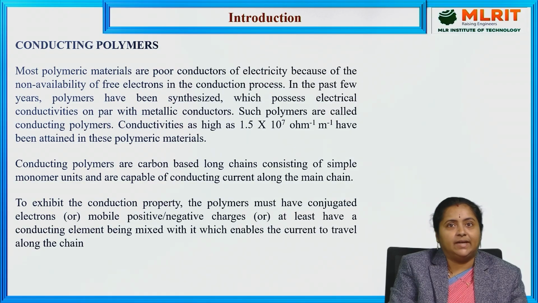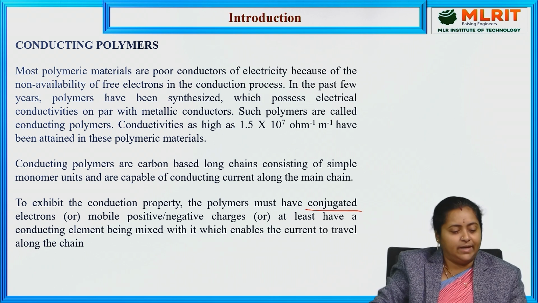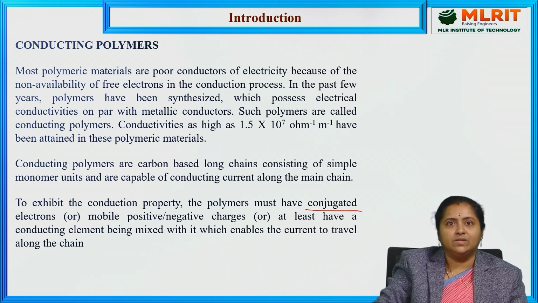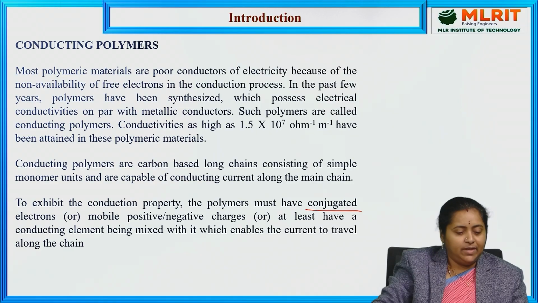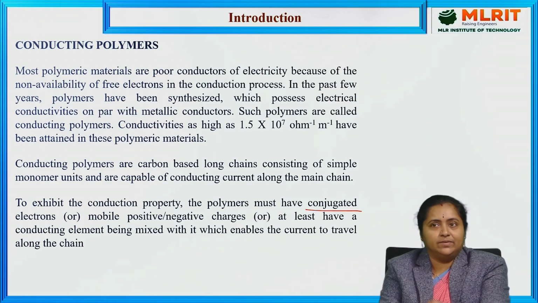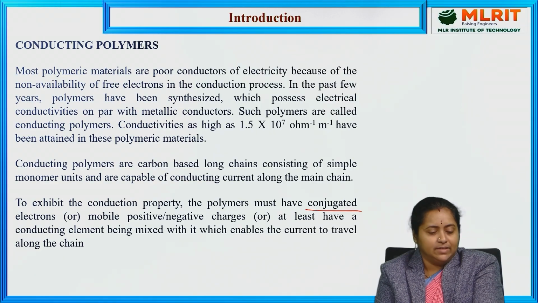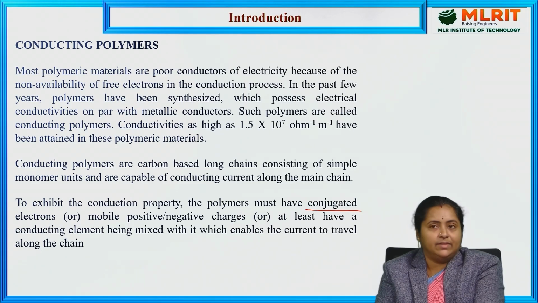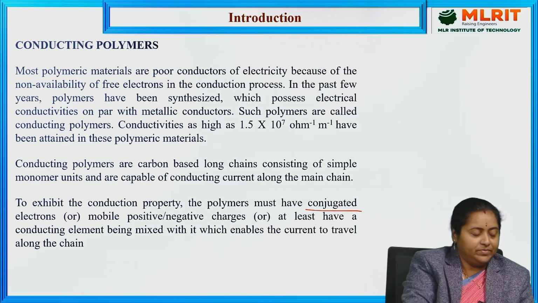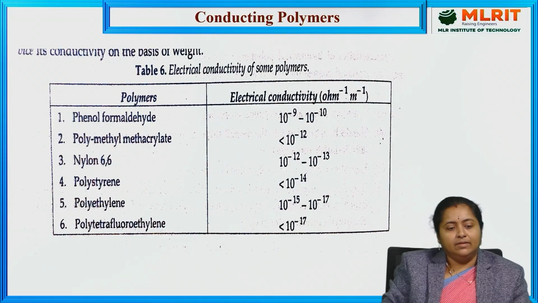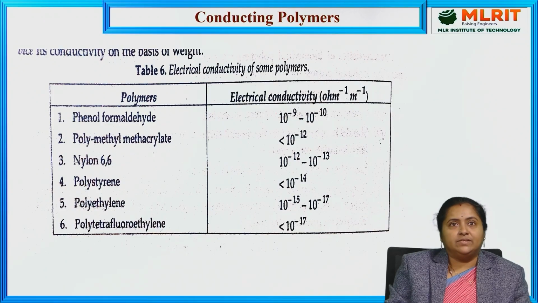To exhibit the conduction property, the polymers must satisfy the following conditions. One is the presence of conjugated electrons, or they should have a positive or a negative charge, or at least a conducting element being mixed with it, which enables the current to travel along the chain. So let us see a few examples which were mentioned here.